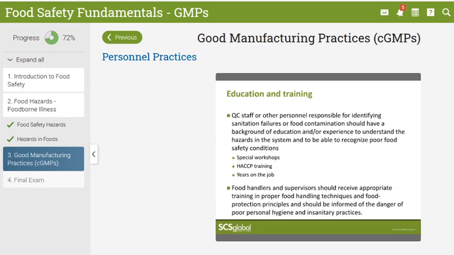The food handlers and supervisors should receive appropriate training in their food handling techniques and food protection principles, and should be informed of the danger of poor personal hygiene and unsanitary practices. So they should know that they are able to make people sick even if they personally do not feel sick if they don't properly wash their hands.